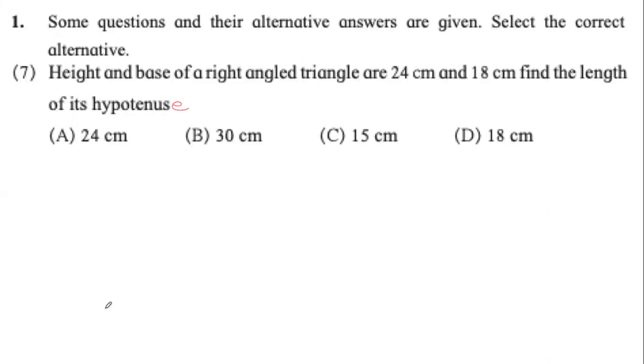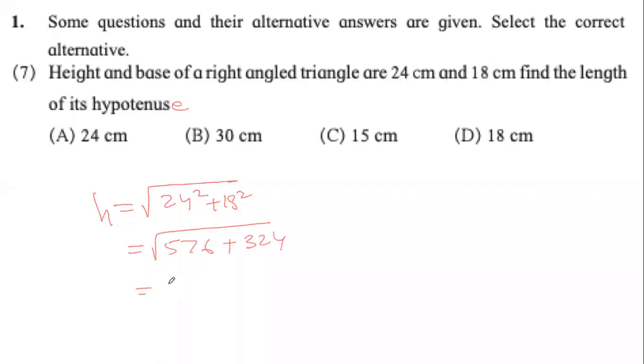Two sides of a right angle triangle are given, the hypotenuse is asked, so you can directly say hypotenuse equals square root of 24 square plus 18 square. You should know that the square of 24 is 576. You should know that the square of 18 is, I'm waiting for your answer. What is the square of 18? 324, correct, 324. So when we add them, it comes to 900. So square root of 900 is 30. Why? Because 900 equals 30 into 30. So the correct answer is B, 30.